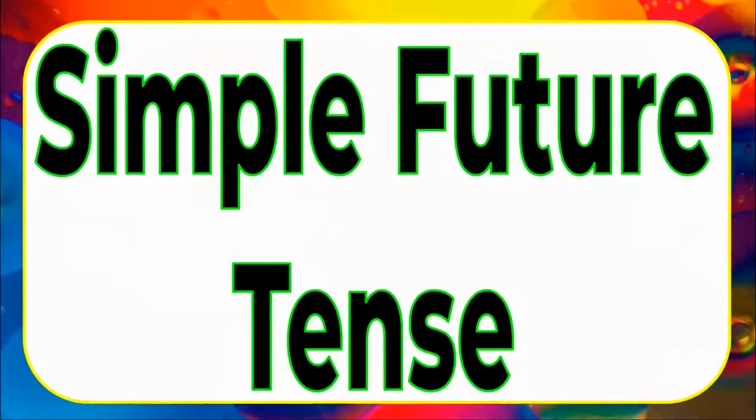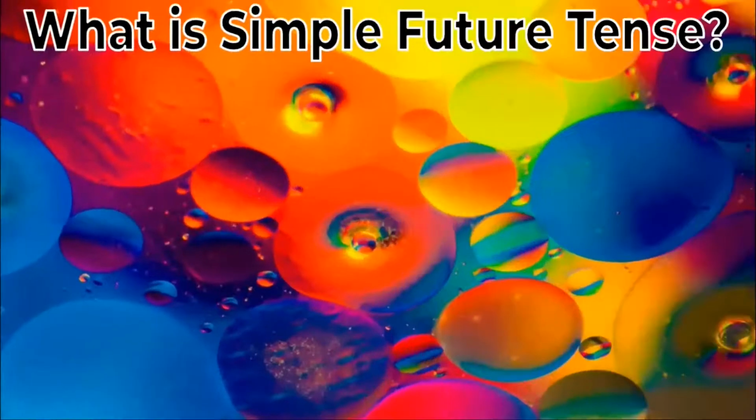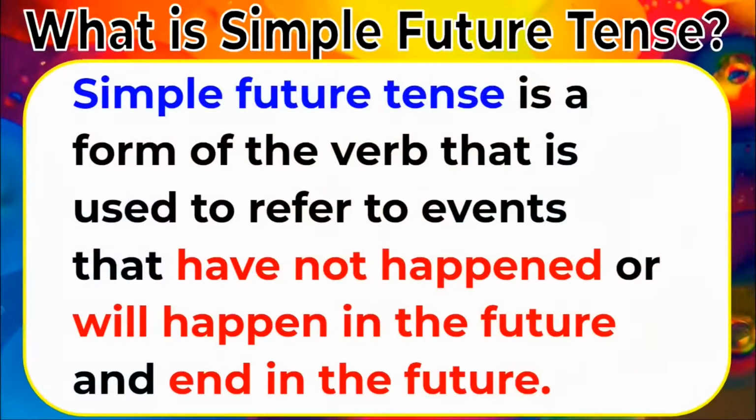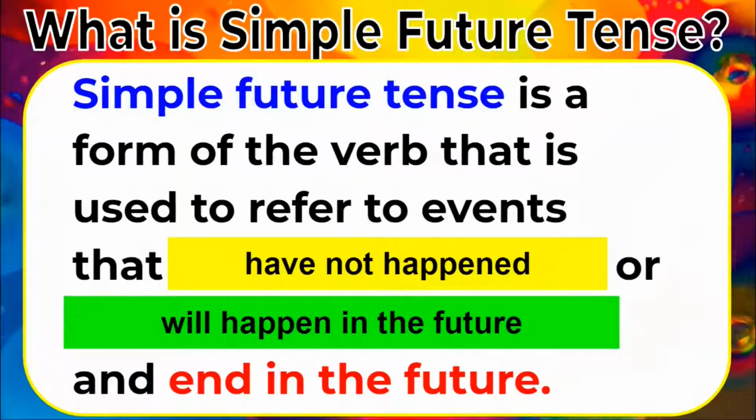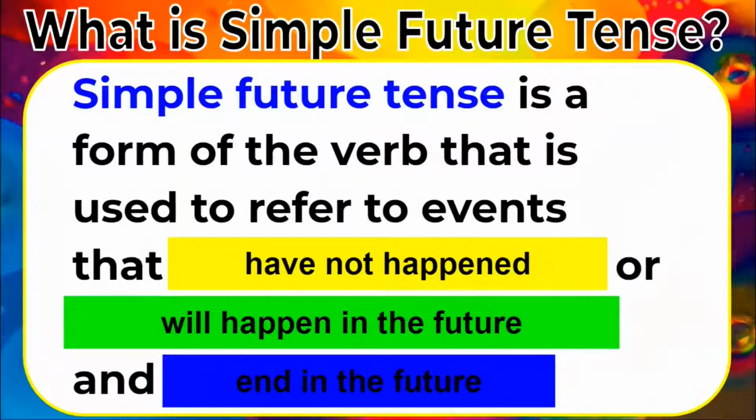Simple future tense. What is simple future tense? Simple future tense is a form of the verb that is used to refer to events that have not happened or will happen in the future and end in the future.